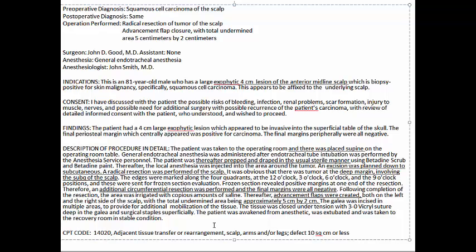So we're going to go through a lot more of these as we dive more into all these different CPT surgical sections.